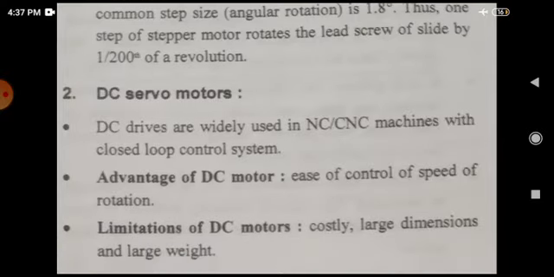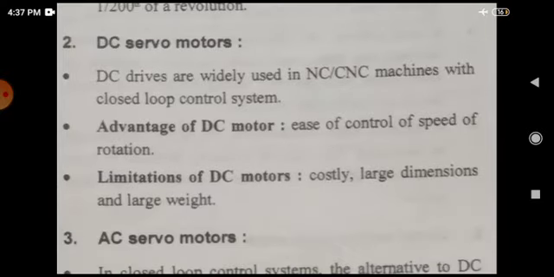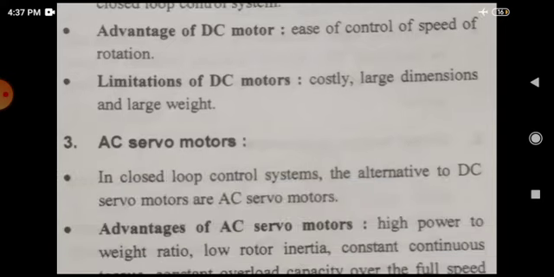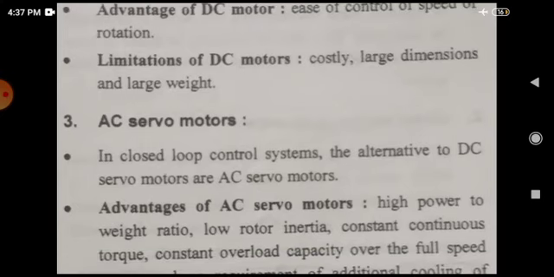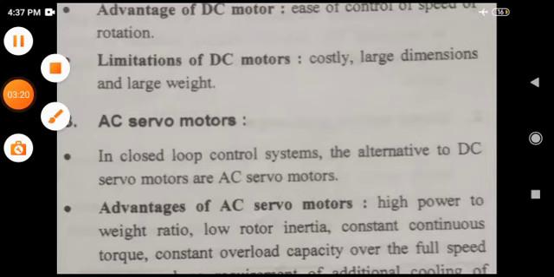DC servo motor. DC drives are widely used in NC or CNC machines with closed loop control system. Advantages of DC motors: ease of control of speed of rotation. Limitations of DC motors: they are costly, and have large dimensions and large weight also.